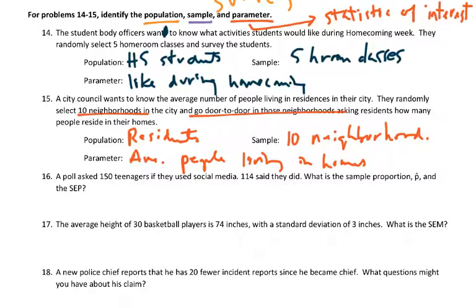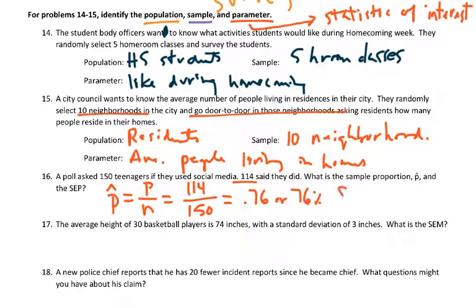So now 16 says a poll asked 150 teenagers if they use social media. 114 said they did. What is the sample proportion, p hat, and the SEP? So remember, p hat is equal to our number over the total number. Okay, so 114 said they did use social media out of 150. Now we can leave it as a fraction, or we can turn it into a percent. Usually we like it more as percents and decimals. So 114 divided by 150 gives me 0.76, or 76%.